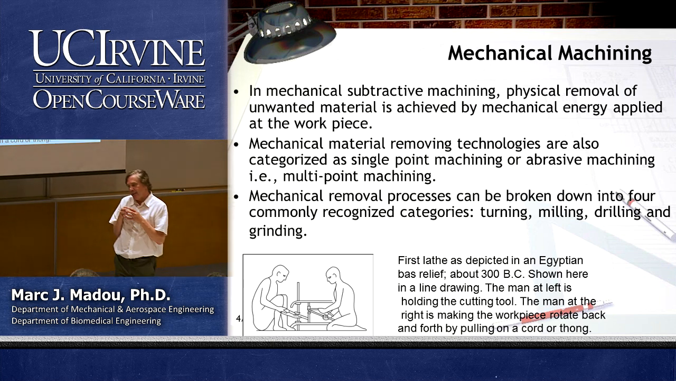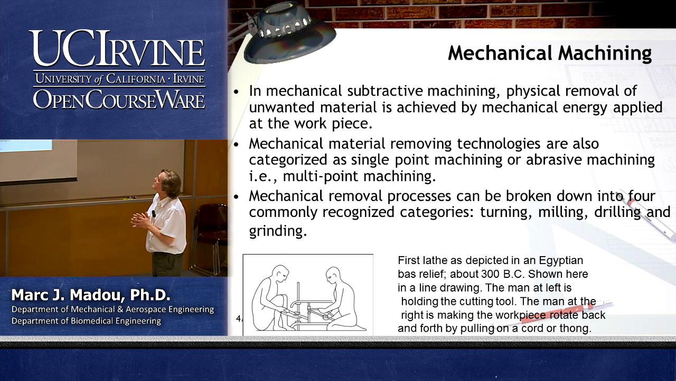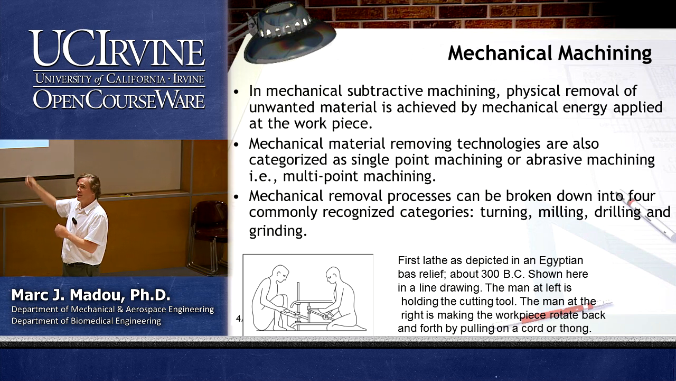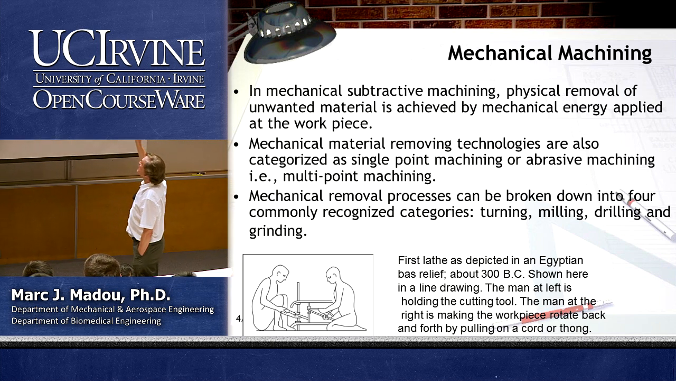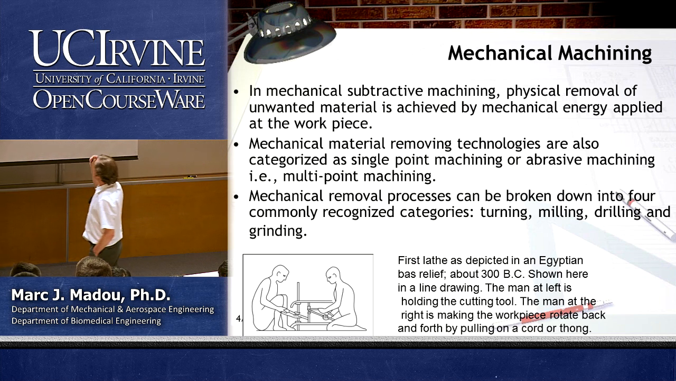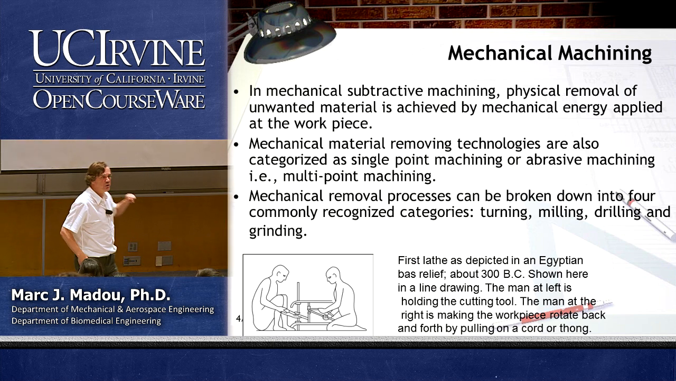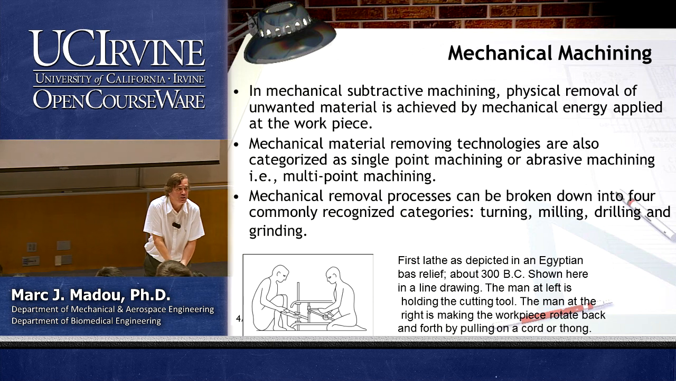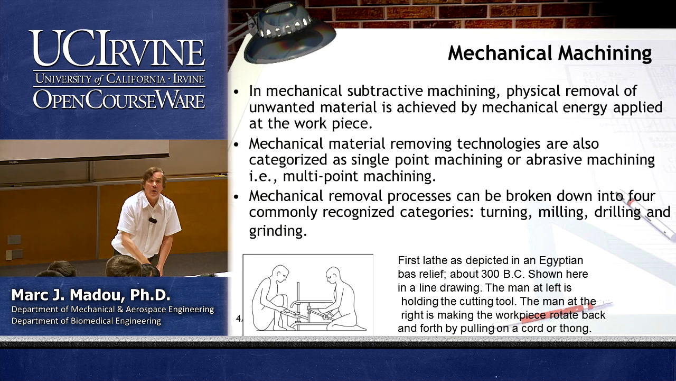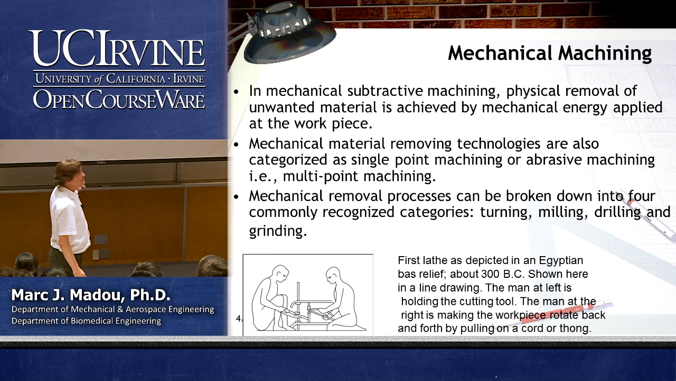And you can see how intrinsically it's linked to culture and advance in a society, finding new ways of making things. In mechanical subtractive machining, you understand each word now, right? Mechanical, because it's a mechanical force I apply, and subtractive, because physical removal of unwanted material is achieved by mechanical energy applied at the workpiece. Mechanical material removing technologies are also categorized as single point machining or abrasive machining, which is multi-point machining. Case in point, you can have one sharp object, maybe a diamond tip, a single point, to machine a very small groove, or you can have sandpaper with many points to polish something, right? That would be multi-point machining.